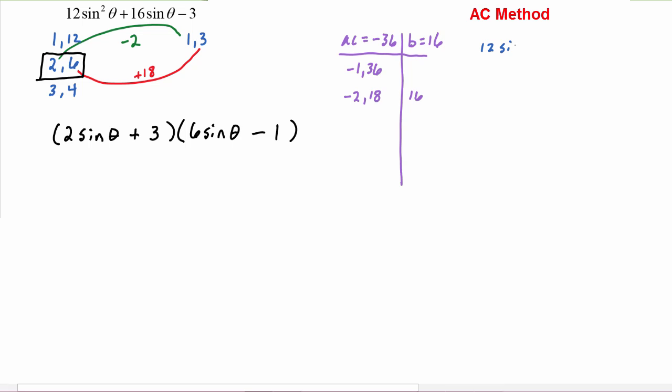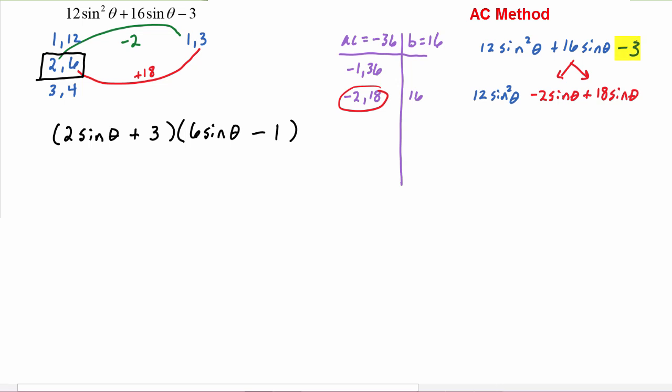So let me start by just writing down the original problem here. 12 sine squared theta plus 16 sine theta minus 3. So these tell us how to split up that middle term. So we're going to say minus 2 sine of theta plus 18 sine of theta. The first term comes straight down, 12 sine squared theta. The last term comes straight down, minus 3. And now we're going to factor them 2 by 2. So we can pull out a 2 sine of theta here, and we would have left 6 sine of theta minus 1.